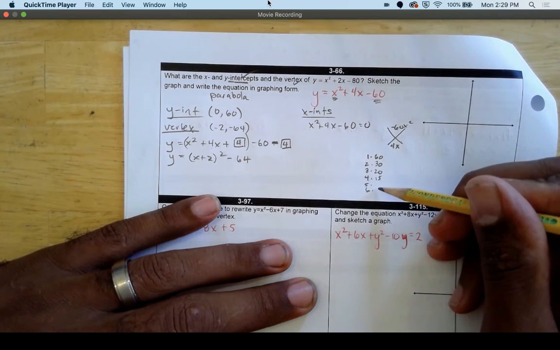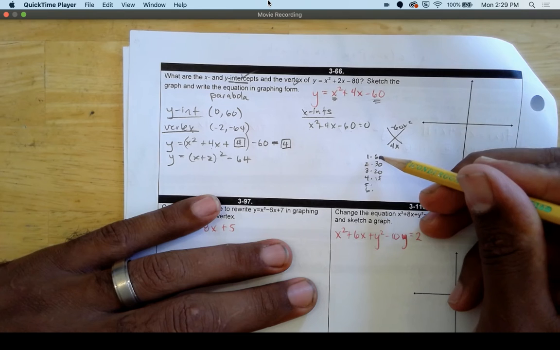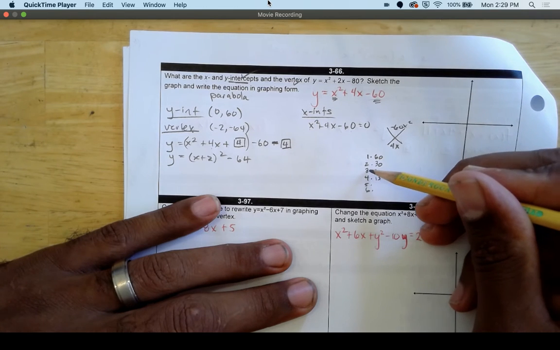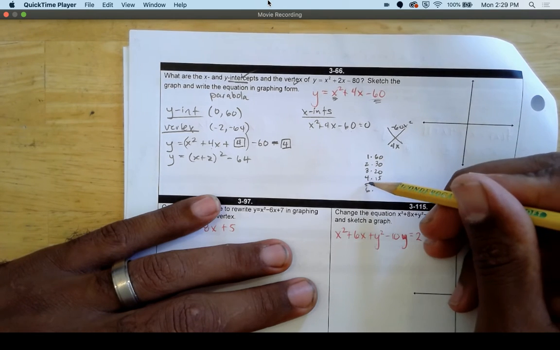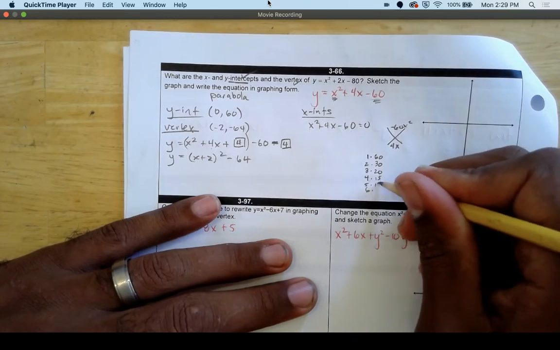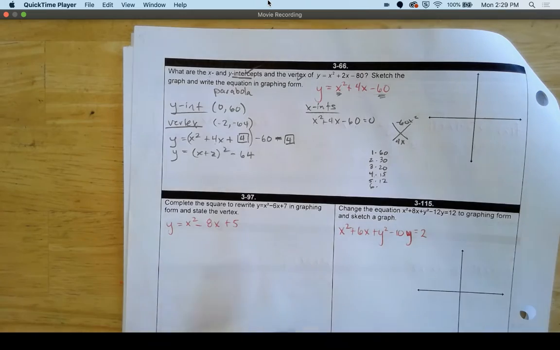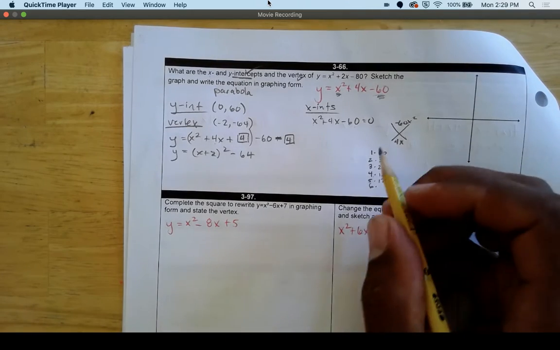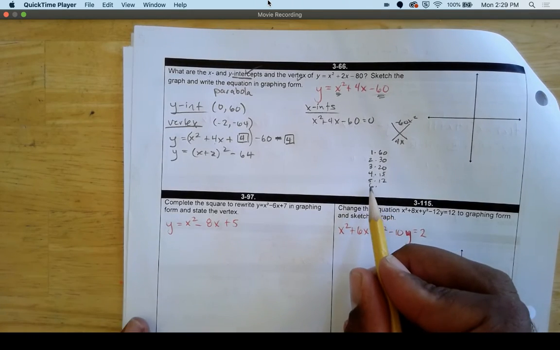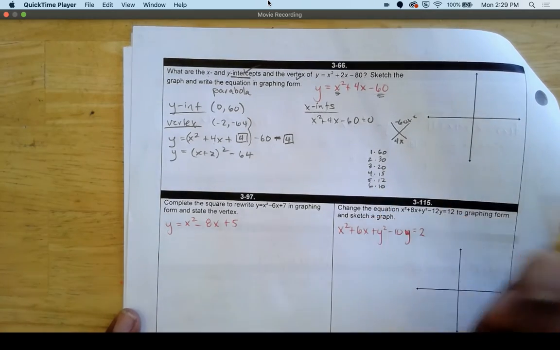To figure out this number, just take that number, let's say 2, and divide 60 by 2, and you get 30. Divide 60 by 3, you get 20. Divide 60 by 4, you get 15. Divide 60 by 5, and you get 12. Okay? And then let's say 6 times 10 to get 60.